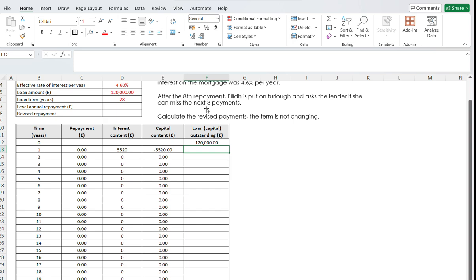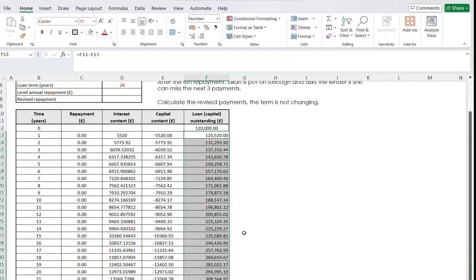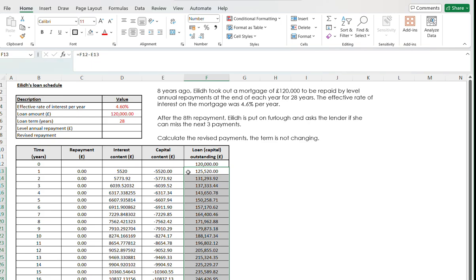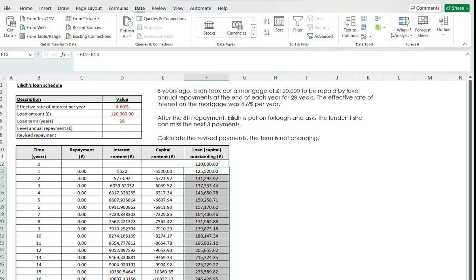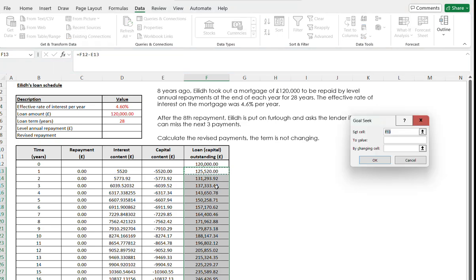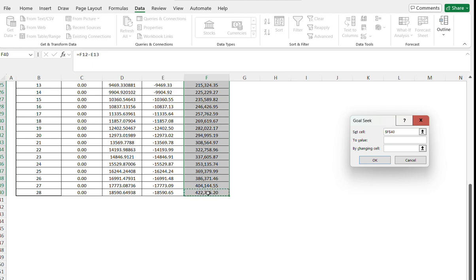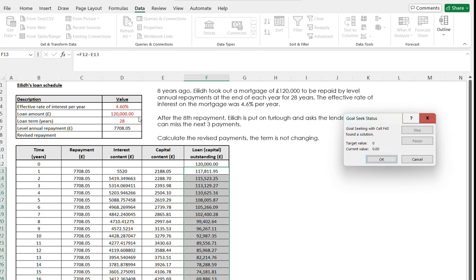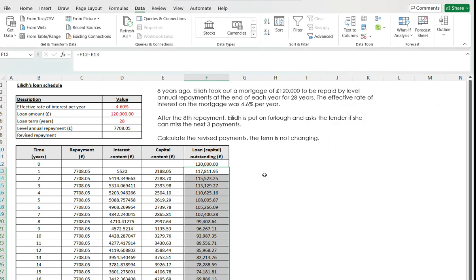And then our capital outstanding is the capital that we had from the year before, subtract the capital that we've paid. Okay, so yes, it looks a little bit weird because we've got negatives and things in there, but we know that when we do goal seek, that will all work itself out. So data, what if analysis, goal seek. So we are setting our final cell to be 0 by changing our level annual payment. Okay, so to begin with, she's paying £7,708 and 5 pence each year.